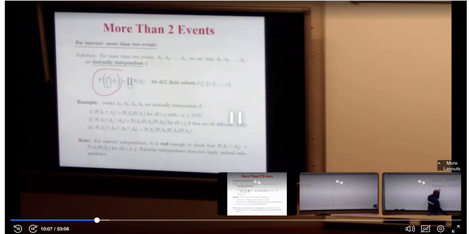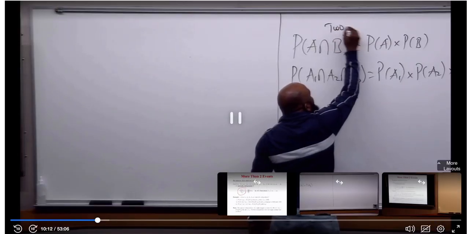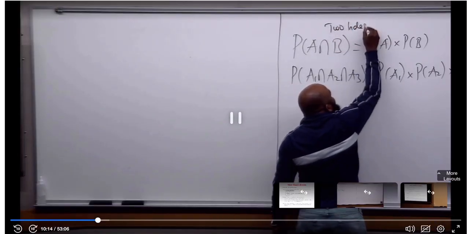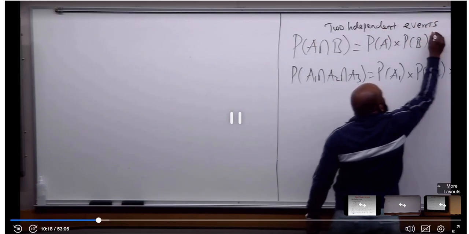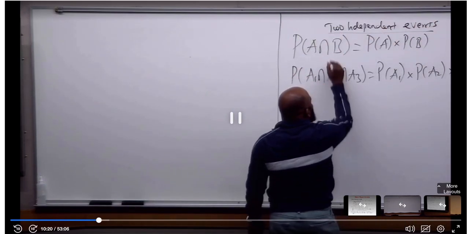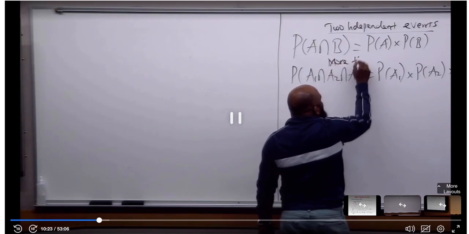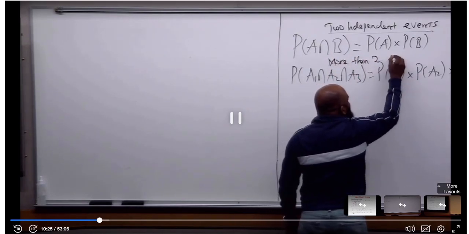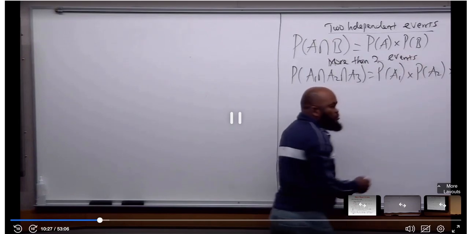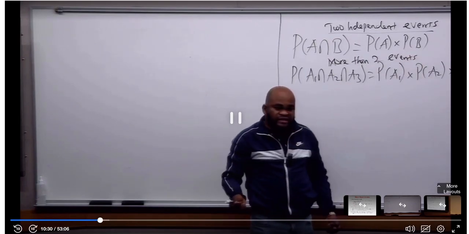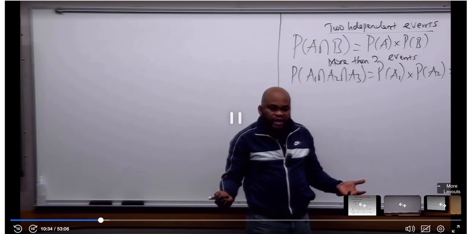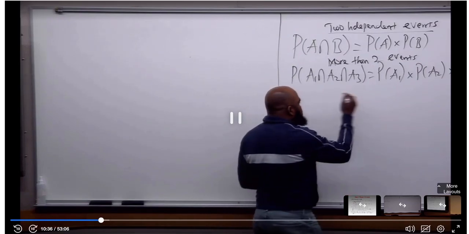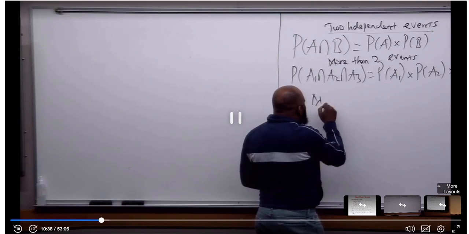Okay, like here now, this is two independent events. Okay, but right here, this is more than two events. Now, when we talk about two events, we talk about independence. But when we talk about more than two, we talk about mutually independent.